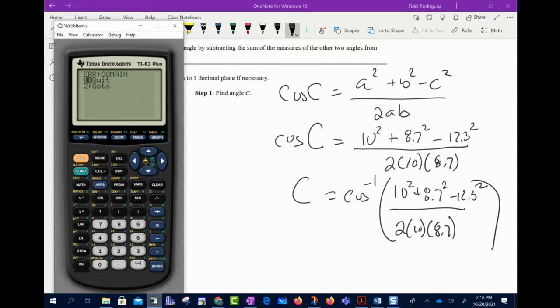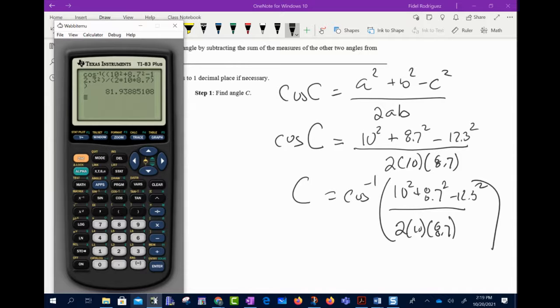Hit enter. Oh, I did something wrong. Maybe I need another one of these. Nope, something's still wrong here. Maybe the way I entered it in. 10 squared plus 8.7 squared minus 12.3 squared divided by 2 times 10. Oh, maybe that's what it is. Maybe I need to do this right here too. Second insert, parenthesis right there. Let's try that now. There we go. Okay, so we got it.